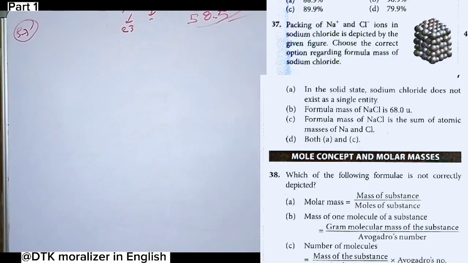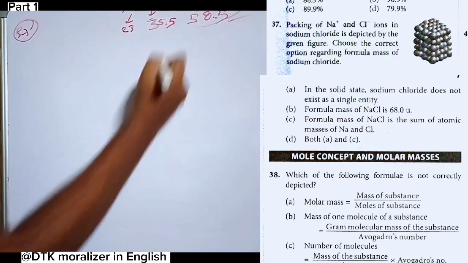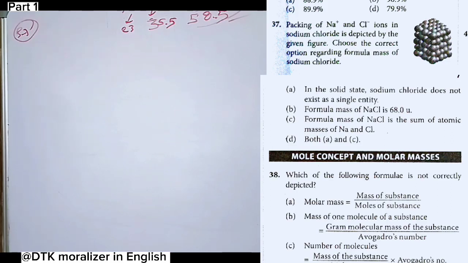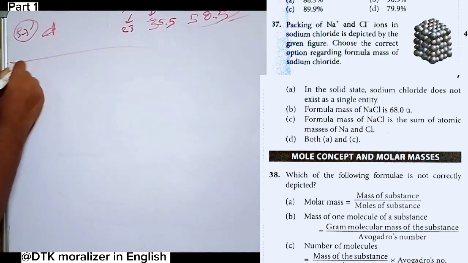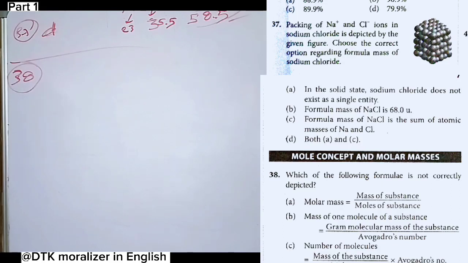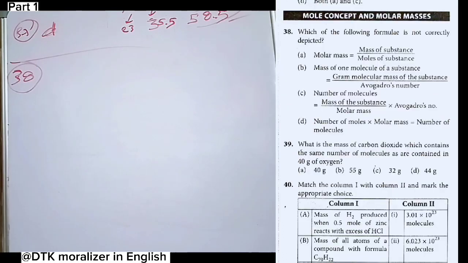See, here sodium is 23 and Cl is 35.5. Here the formula mass is 58.5. So option D would be right for both A and C, because B is wrong, right?